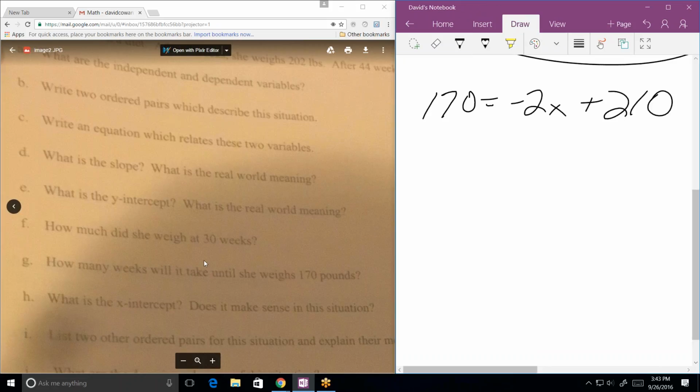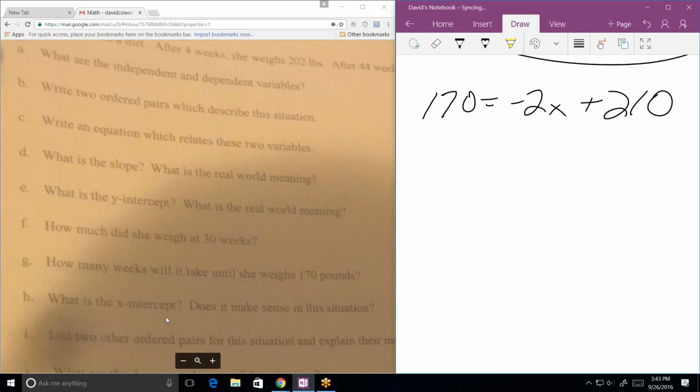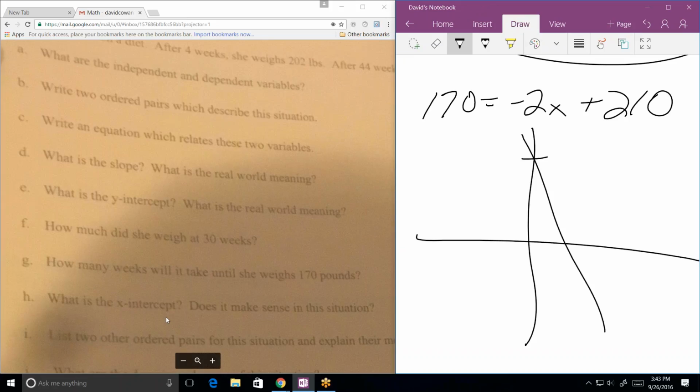What is the x-intercept? Does it make sense in this situation? In other words, here's a curve. Go ahead and draw it. There's 210. There's a slope of minus 2. What would that mean?